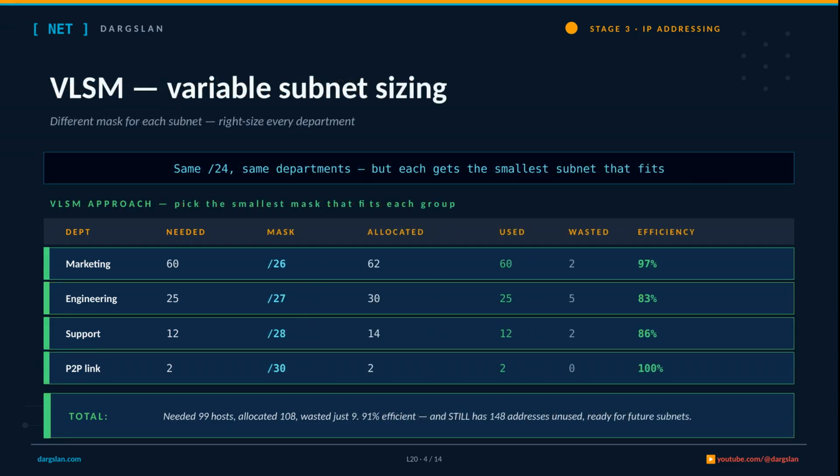Now watch what happens when we right-size each subnet instead. Marketing still gets its /26 for 60 hosts. That one was already a good fit. But engineering drops to a /27, giving 30 addresses for 25 hosts. Support shrinks to a /28, and that point-to-point link gets a /30, exactly 4 addresses, 2 of them usable. Same 99 hosts, but now we've allocated just 108, wasted only 9, and we're sitting at 91% efficiency, with 148 addresses still free for future growth.